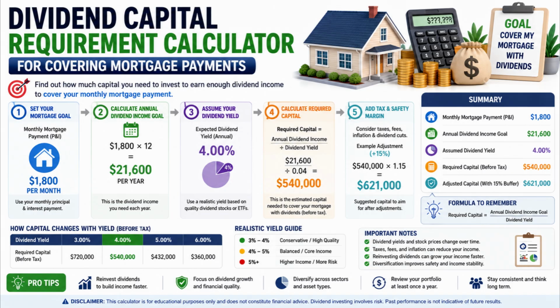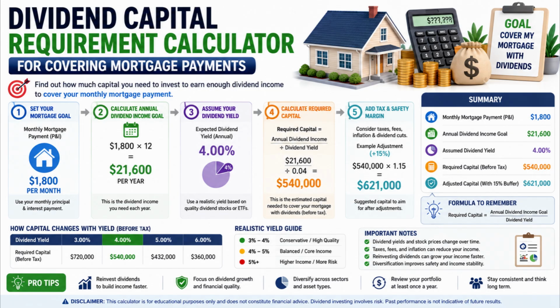However, a higher dividend yield does not automatically mean a safer or better investment. A yield between 3 and 4% may represent a more conservative, higher quality approach. A yield between 4 and 5% may provide a balance between income and risk. On the other hand, yields above 5% may offer more income but can also involve greater risk, weaker financial quality, or a higher possibility of dividend reductions.